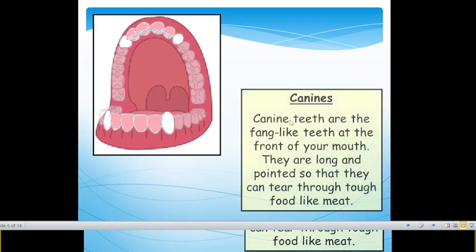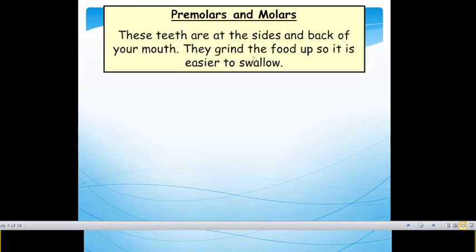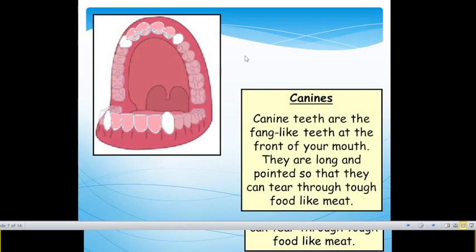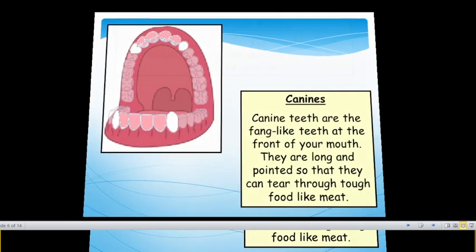These are your canines. Canine teeth are like fangs, sharp, with a shield-like shape. They have a long pointed structure and can tear food like meat. Then we have the molars. Molar teeth are present at the sides and back of your mouth, and they are known as posterior teeth. Anterior teeth are the incisors and canines. Incisors and canines are present at the starting part of your mouth, so they are known as anterior teeth.